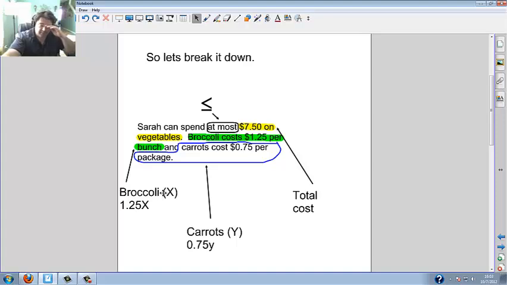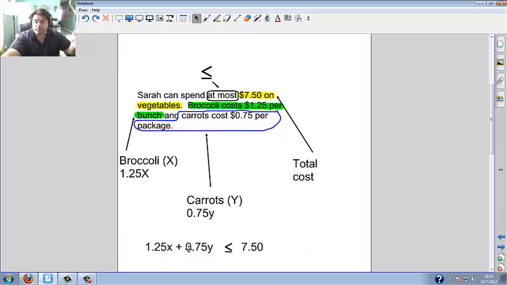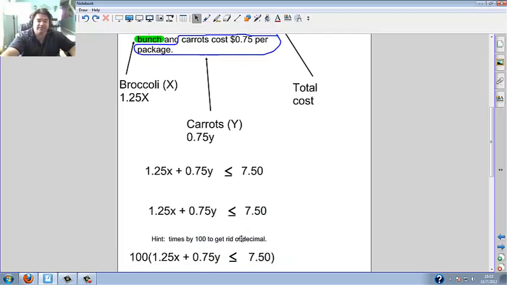Broccoli is $1.25 per bunch, carrots 75 cents per package. It doesn't matter which I make my x and which I make my y. That's not important. It really has no significance. So I'll say broccoli is the 1.25x, although it could very well be 0.75x for carrots. It makes no difference. So 1.25x and 0.75y together is less than or equal to $7.50.